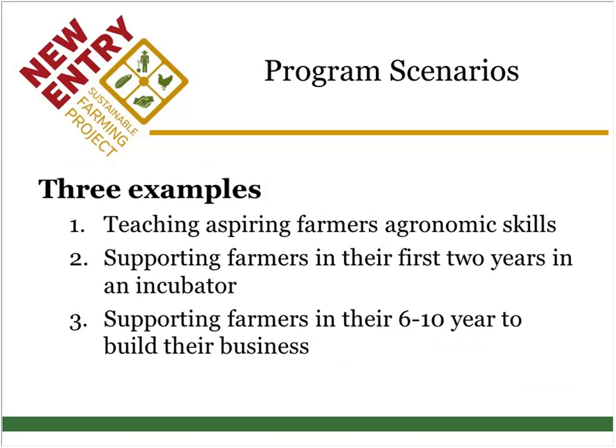So now what I'll do is walk through 3 different program scenarios and show example outcomes and measures that one could use for them. The 3 examples are, the first is teaching aspiring farmers agronomic skills, the second, supporting farmers in their first couple of years in an incubator, the third, supporting farmers in their 6th to 10th year to really build their business.